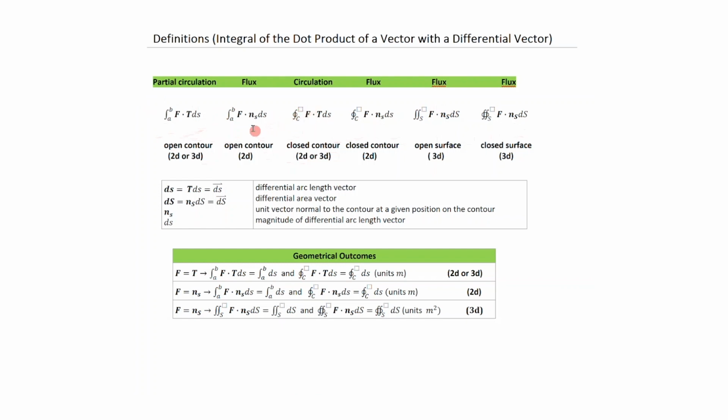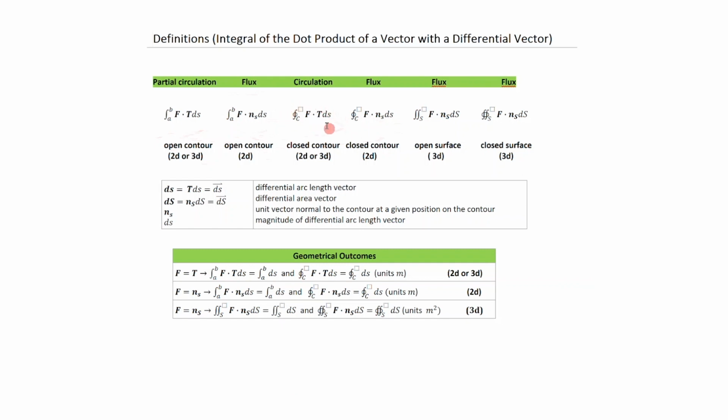Flux, on the other hand, doesn't matter. Flux basically can be over a small patch or over a closed surface. So this would be an open contour, just a small segment, and this would be over a closed contour. We're going to define anything involving a normal to something, dot product with a field, as flux. This whole scalar is called flux.